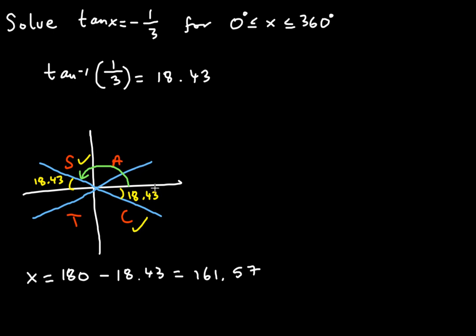And then the second solution is 360 minus 18.43. And that gives 341.57.